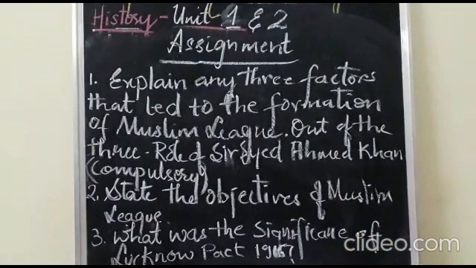Well, students, we have completed Chapter 5 on the Muslim League. Here's an assignment for you all. I'll read the questions. The first one, explain any three factors that led to the formation of the Muslim League. Out of the three, the role of Sir Syed Ahmad Khan is compulsory. Second question, state the objectives of the Muslim League. Third, what was the significance of the Lucknow Pact of 1916?